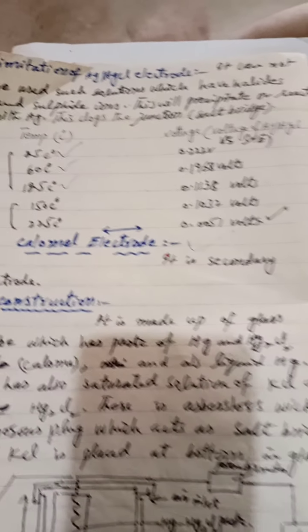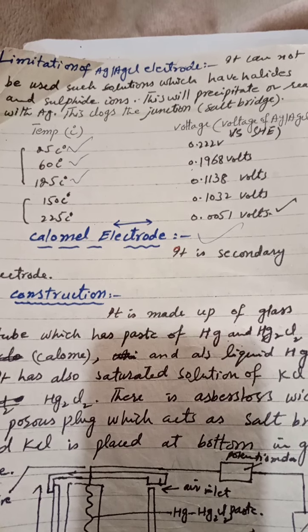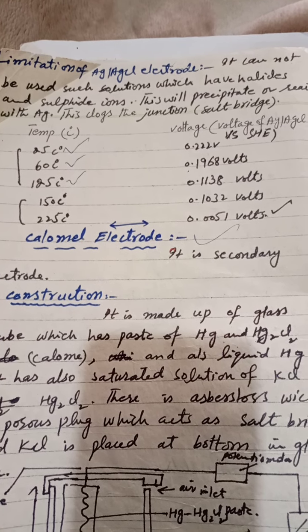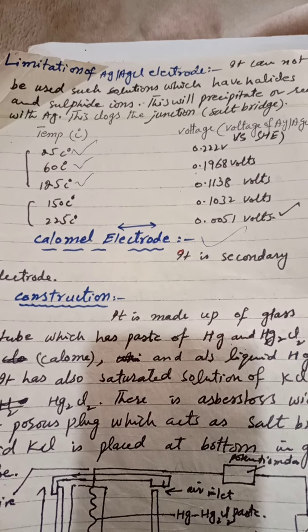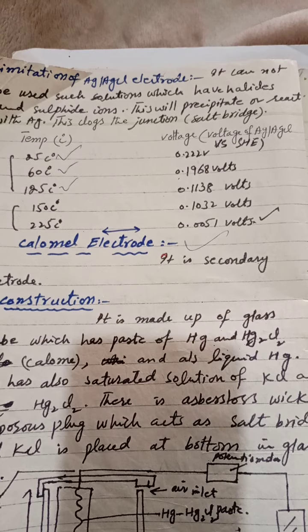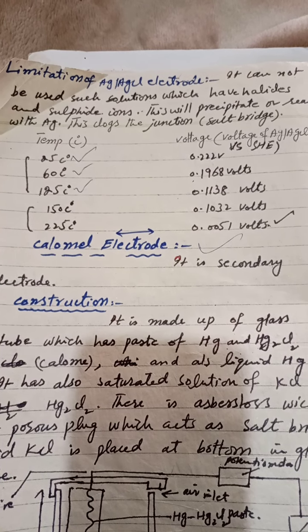At different temperatures, it has different electrode potential. We have already discussed this as a limitation of the silver electrode. It cannot be used in solutions which have halides and sulfide ions. These will precipitate or react with the silver. This clogs the junction or the salt bridge.